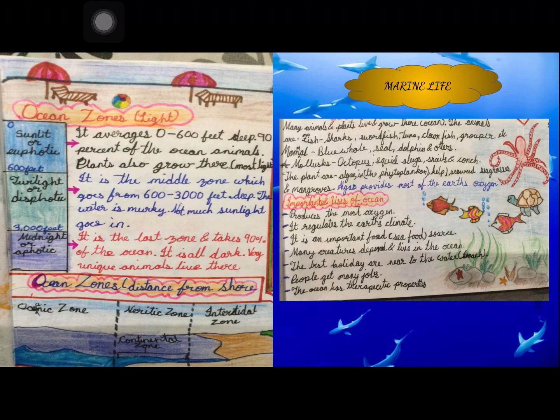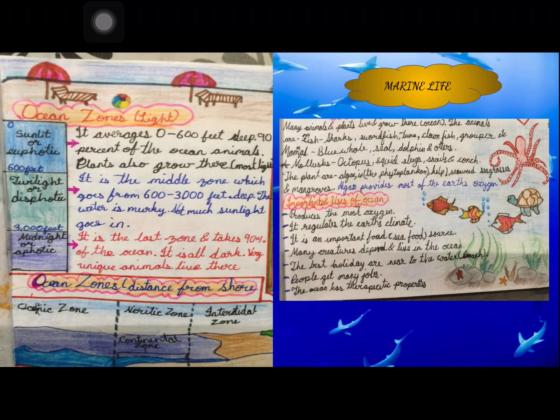Now the ocean zones that come from the distance of the shore. Here also there are 3 types. From the shore, if we go, there's the intertidal zone, followed by the Neritic zone, and the Oceanic zone. The intertidal zone is the closest to the shore, and mostly here there are beaches where people enjoy their holidays. Next there's the Neritic zone where mostly divers dive.